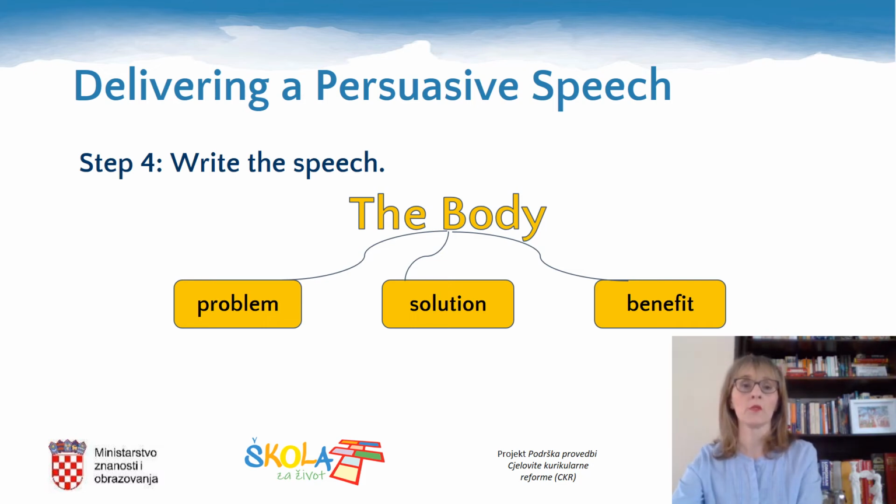First, present the problem. If we talk about bullying, it can be something like depression caused by bullying. The second point is giving a possible solution. For example, workshops on bullying for students and teachers. And in the last point, you can point out the benefits, like more self-confident students. Again, give examples, support with facts.